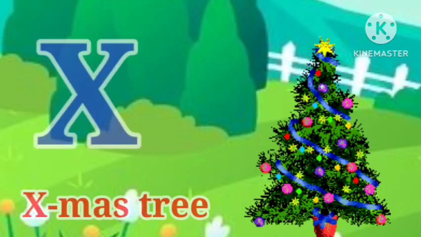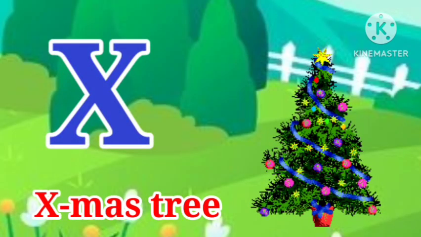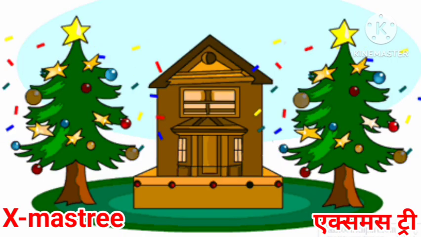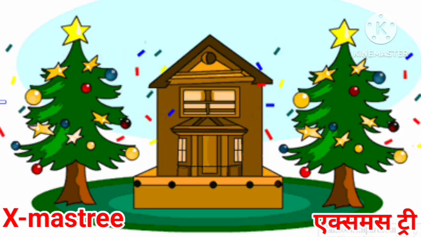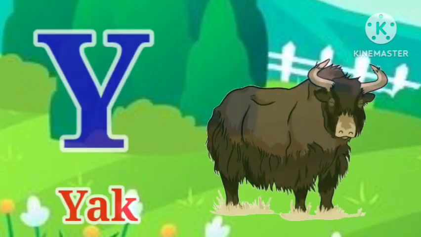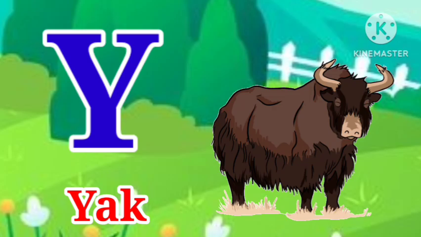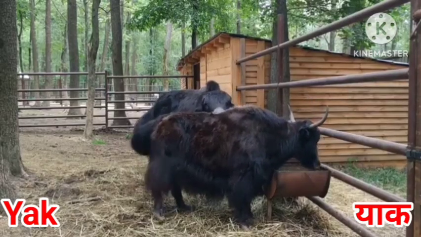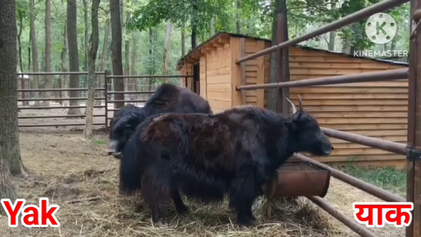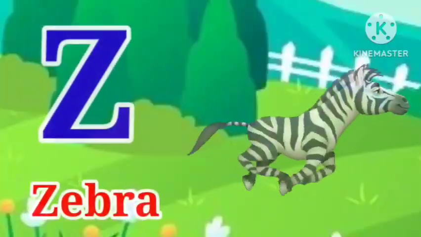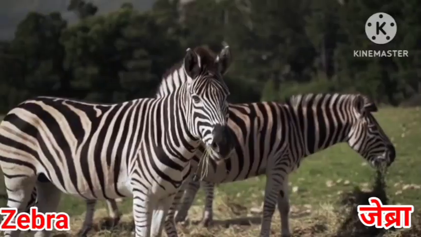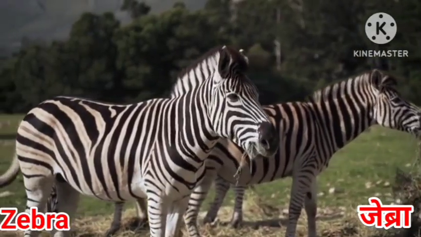X for Xmas tree. Xmas tree means? Xmas tree. Y for yak. Yak means? Yak. Z for zebra. Zebra means? Zebra.